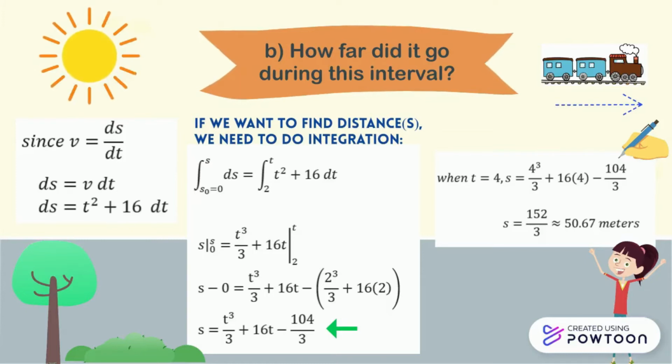Finally, we get s, that is distance, equal to t cubed over 3 plus 16t minus 104 over 3. Then when t = 4, s is equal to 50.67 meters. So the train went 50.67 meters during this interval.